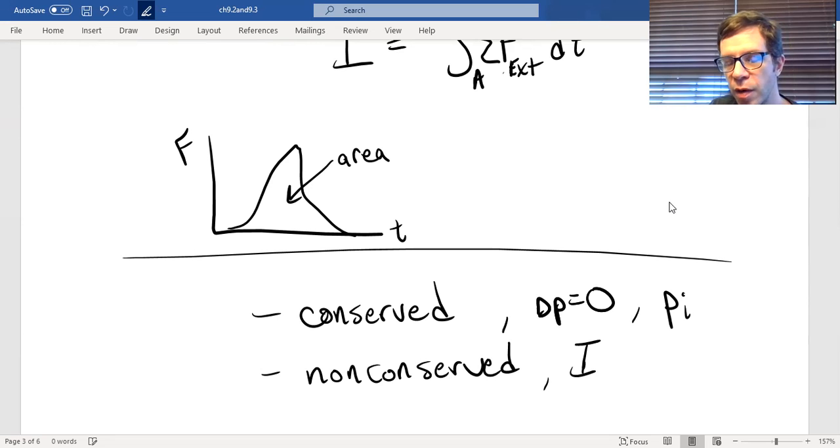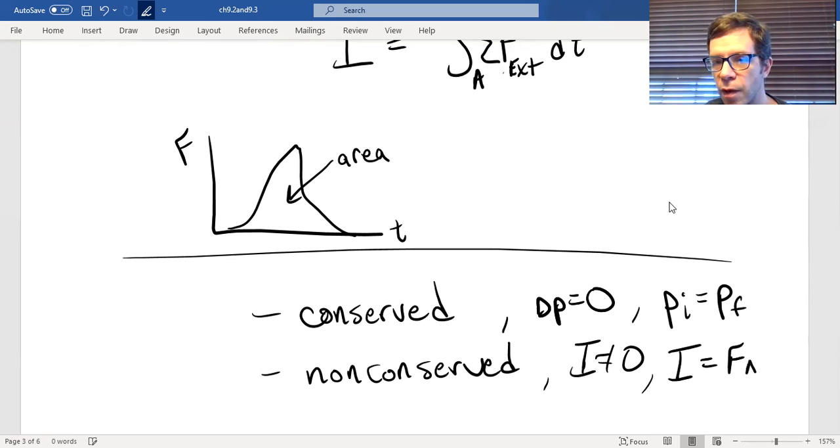So if our change in momentum is 0, then our initial is equal to the final. And if our change in momentum or the impulse is non-zero, then we have this relationship with F, and for a constant F, that's F delta t.